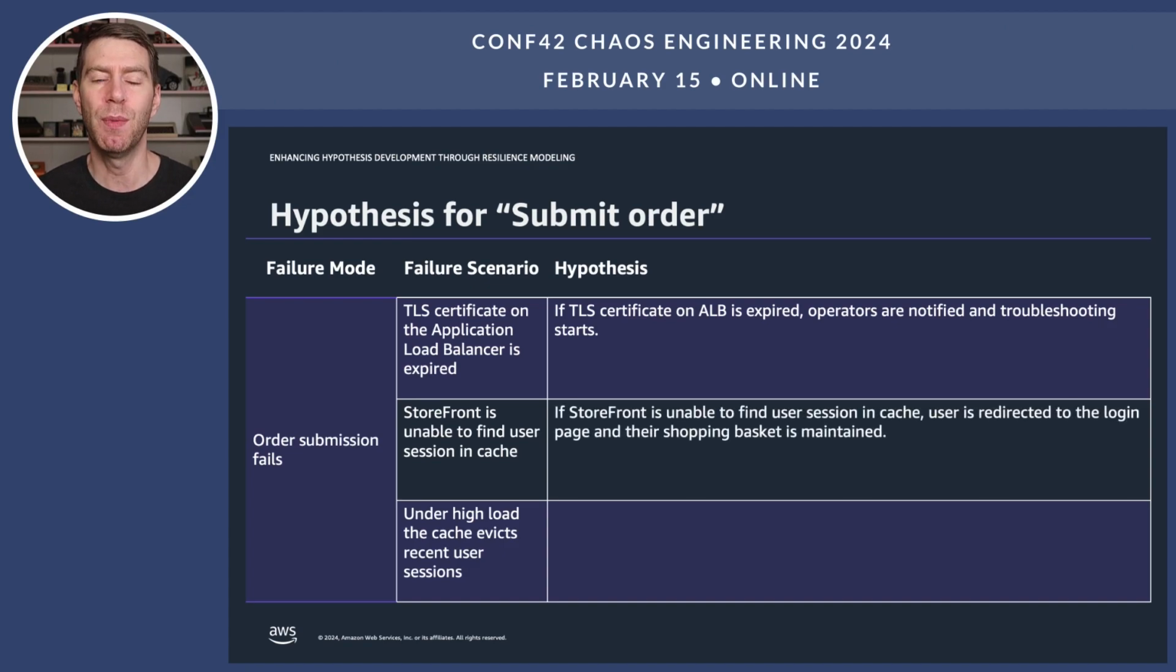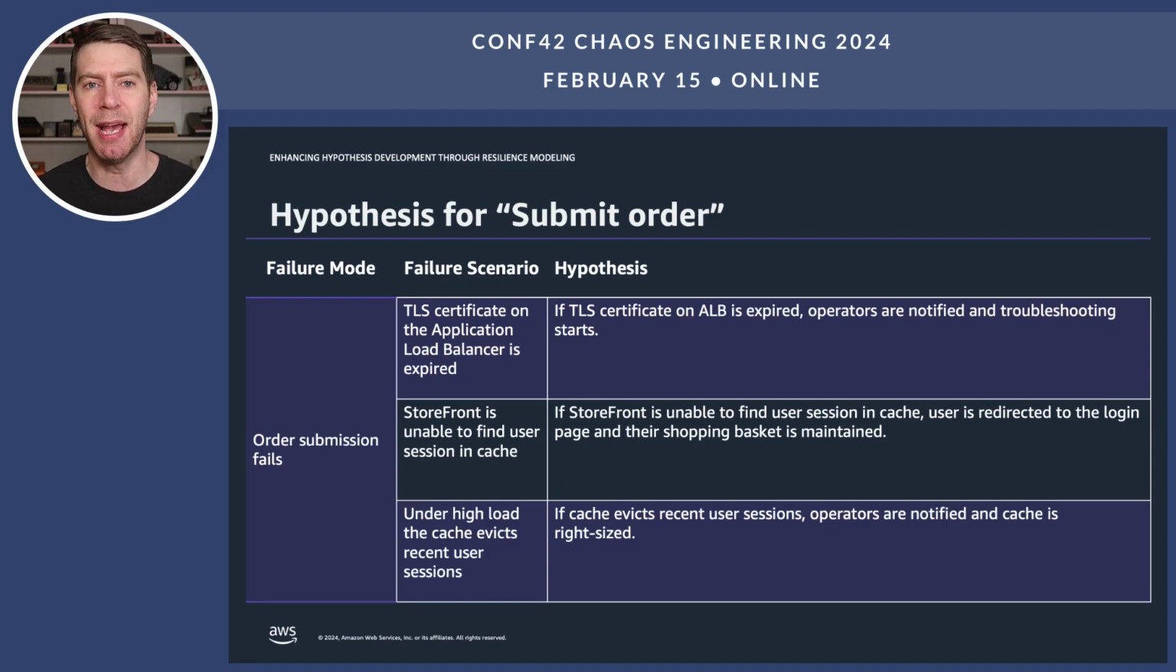The second failure scenario, storefront is unable to find user session in cache. We can form a hypothesis: if the storefront is unable to find the user session in cache, the user is redirected to the login page and their shopping basket is maintained. And for the third failure scenario, under high load, the cache evicts recent user sessions. We can form a hypothesis: if the cache evicts recent user sessions, operators are notified and the cache is right-sized. All three of these are very valuable hypotheses and testable.